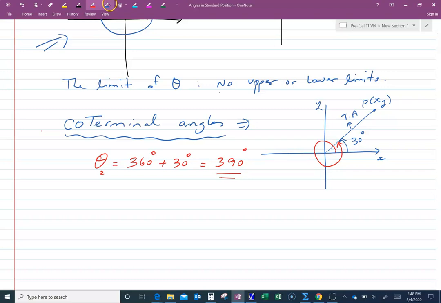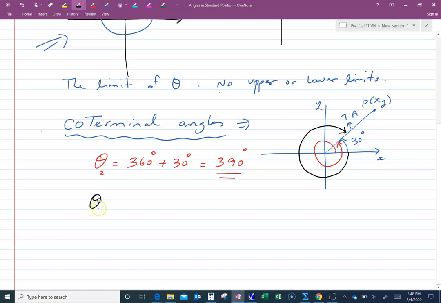All right, now let's look at a negative one. Same terminal arm, this time we want to do negative. Well, I start on the initial arm, but this time I have to move clockwise, and I do that until I hit the terminal arm and I stop.